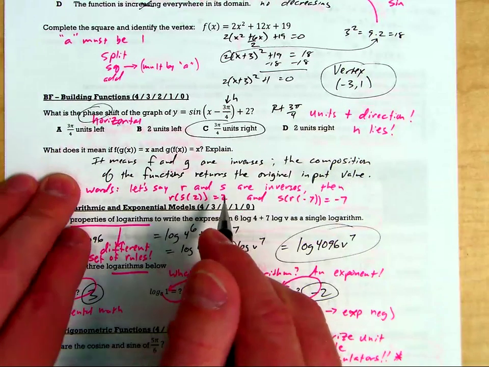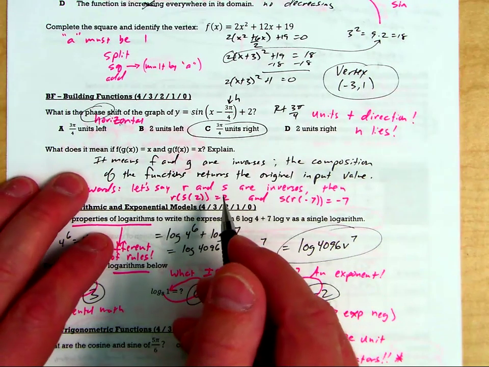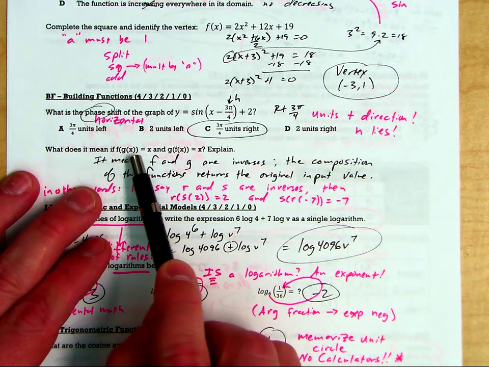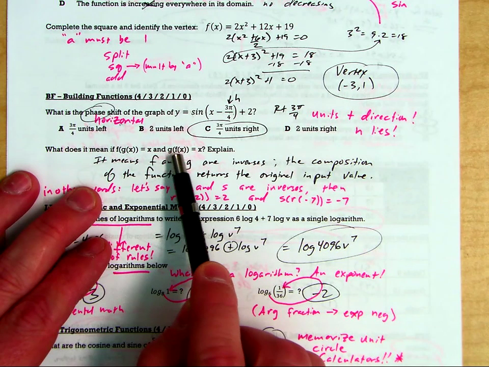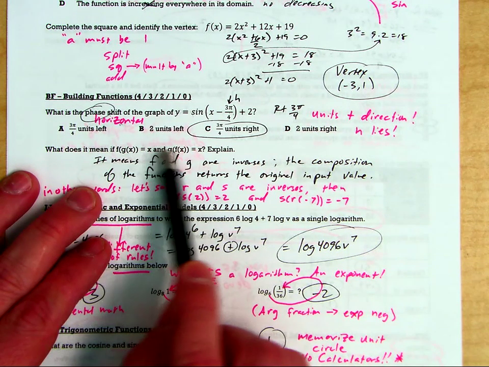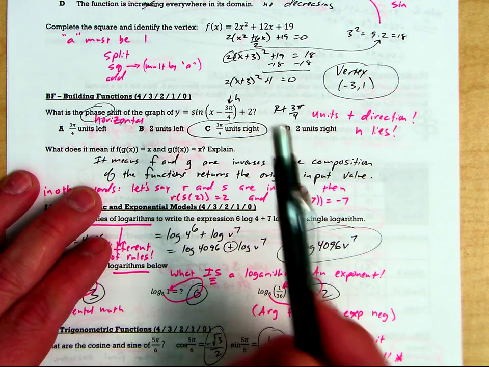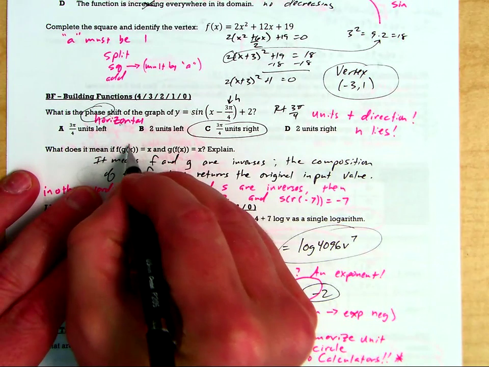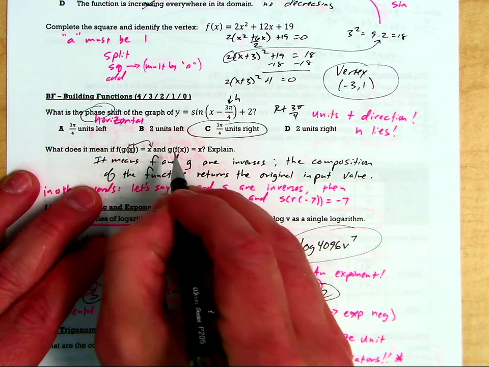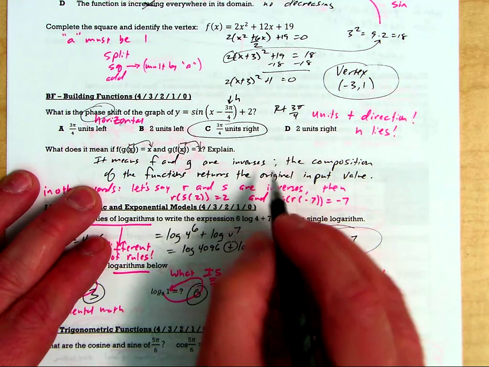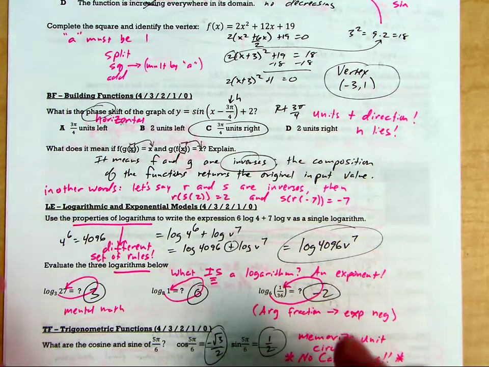For this one, this was one that was on the final review, and we just glossed over it on the final reviews. If f of g of x equals x and g of f of x equals x, that means g and f are inverses. If you take the composition of inverses, it returns the input value. This is the input value. Look what was returned, x. That means the functions are inverses.